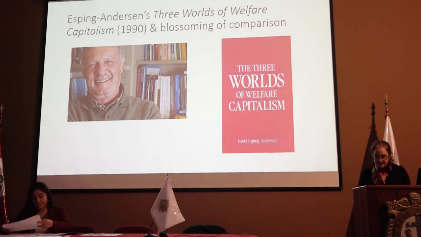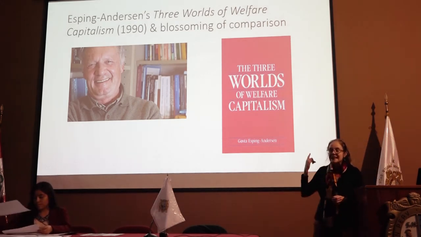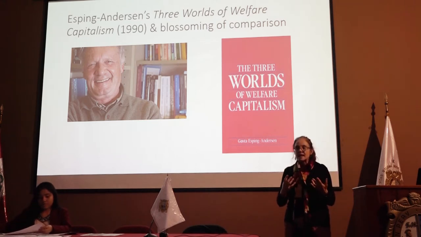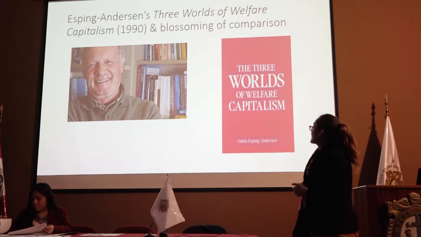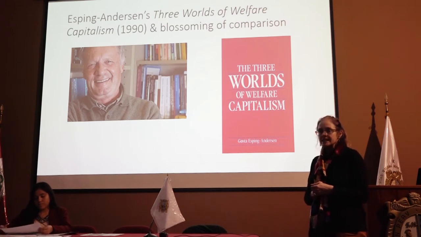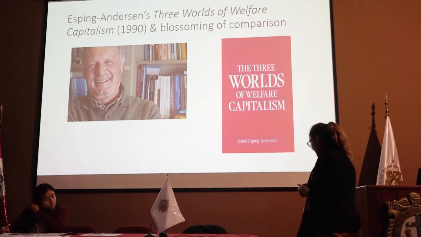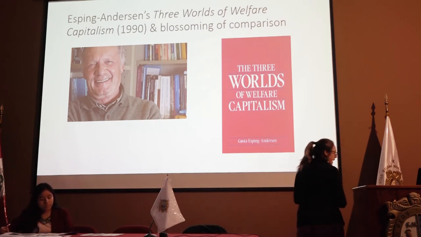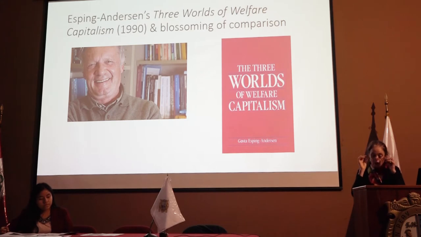And in 1990 was a huge turning point because Gosta Esping-Andersen developed the most complex theory to date. And he analysed what he called three worlds of welfare. And this has remained the basis of comparison ever since. It's a really important model. And in that model, he looks at three kinds of principles.